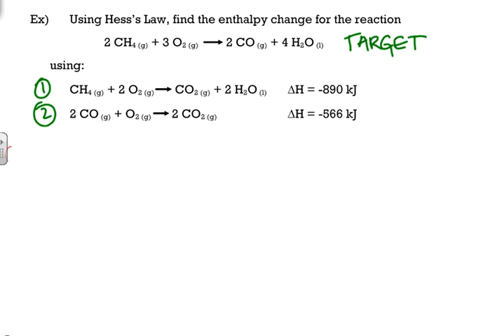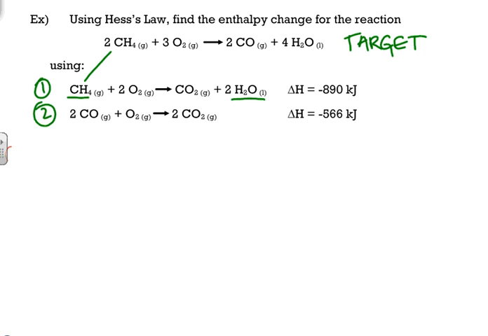So I don't know, you can start by looking at what needs to be canceled out. You can start by looking at what's on your reactant side of your target, what's on your product side of your target, whatever you'd like to do. So I take a look first off at equation number 1, and I look at my methane and my water, and I see that I'm short by about half.